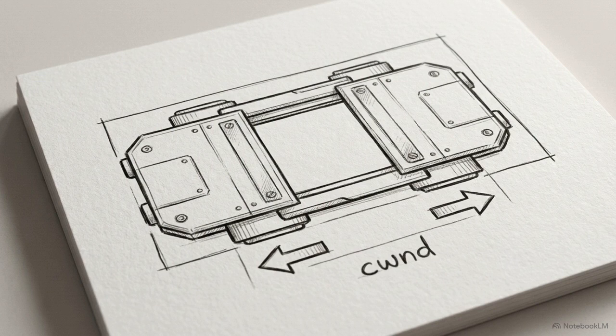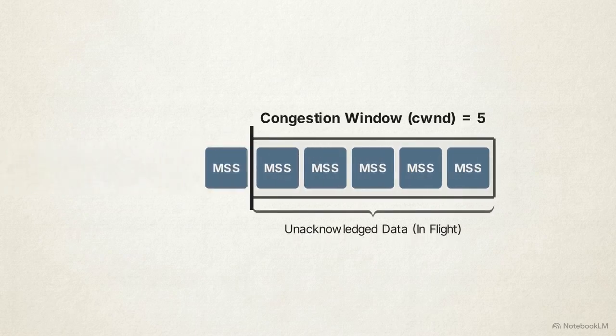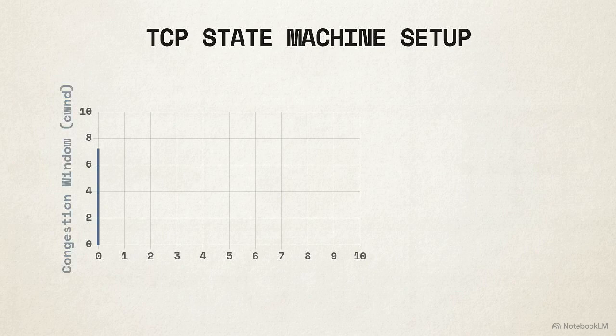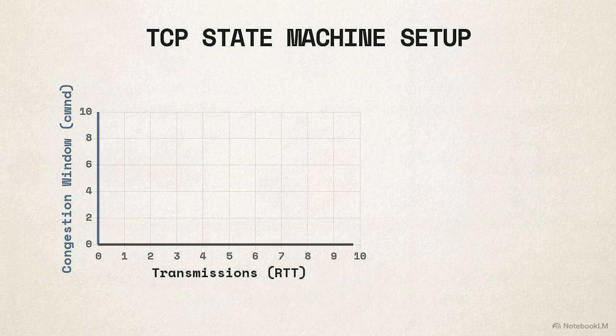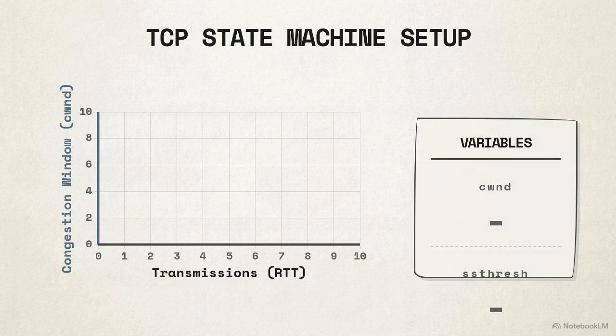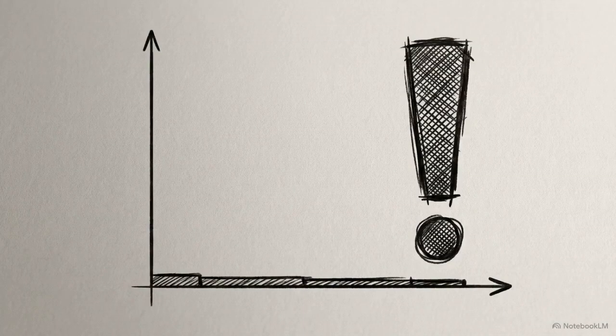TCP relies on a state variable called the congestion window, or CWND. This is a numerical limit on exactly how much unacknowledged data a sender is allowed to transmit at any given time. We can map the behavior of this algorithm on a Cartesian plane. This chart tracks the congestion window on the y-axis against the number of transmissions, measured in round-trip times, on the x-axis. On the right, we track the exact values for 2 state variables, CWND and the slow start threshold, or SS-thresh. The congestion window is governed by a rigid state machine that dictates exactly how fast to increase output and how to retreat when the network pushes back.